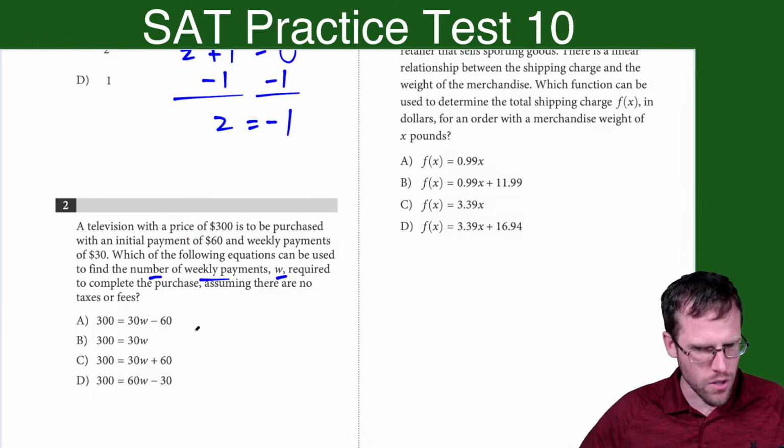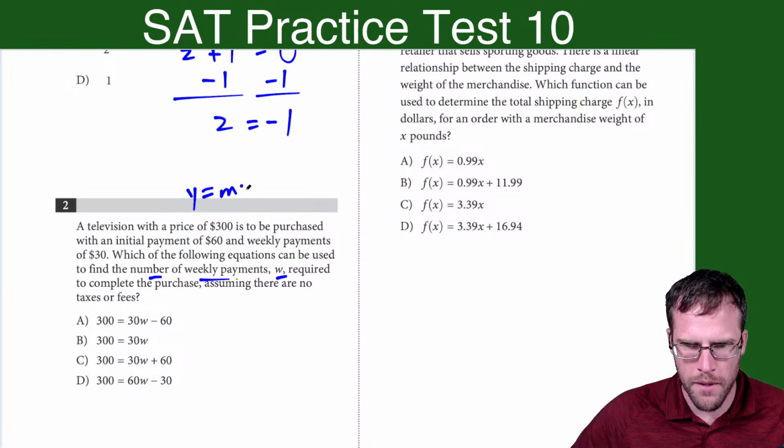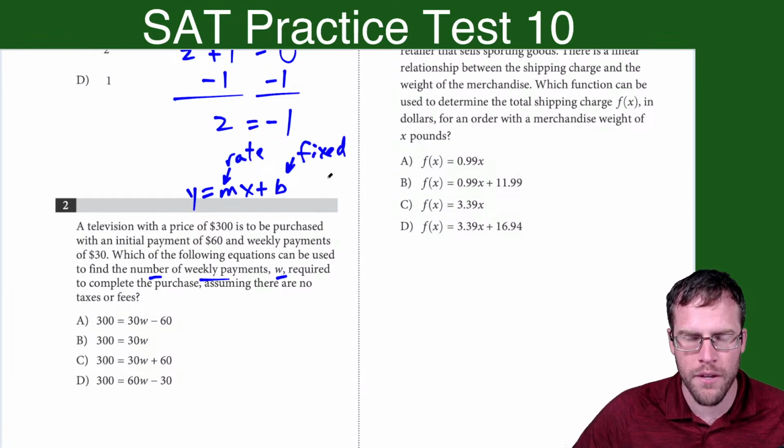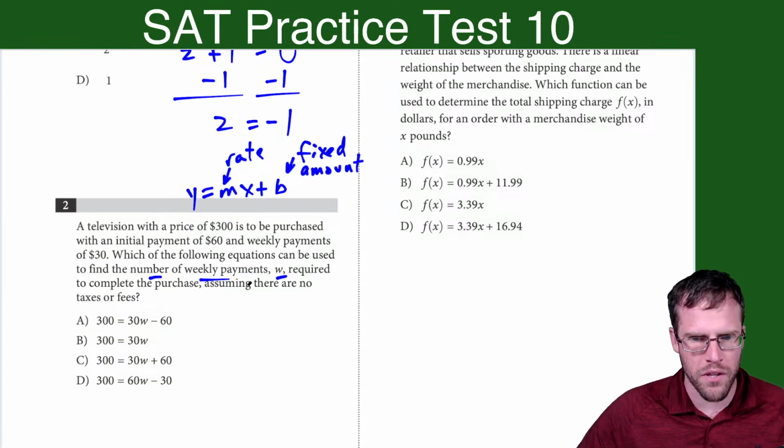All right, so just looking at this one, what you should notice is that the initial payment is the fixed amount. So I'm thinking like y equals mx plus b here. So this is kind of like the rate, and this is the fixed amount. I know it's our y-intercept if we're talking about graphs, but for word problems, this is what we're thinking here.